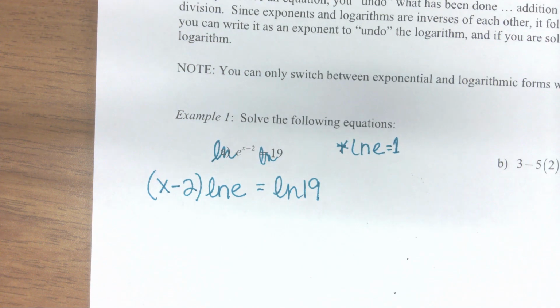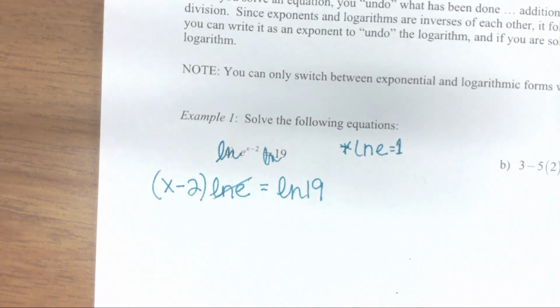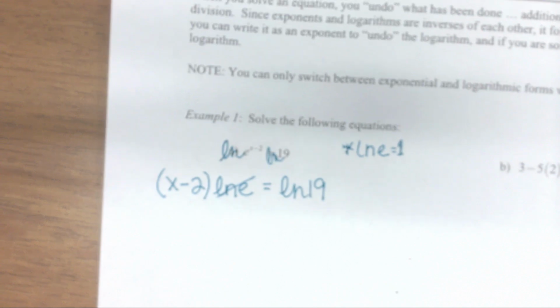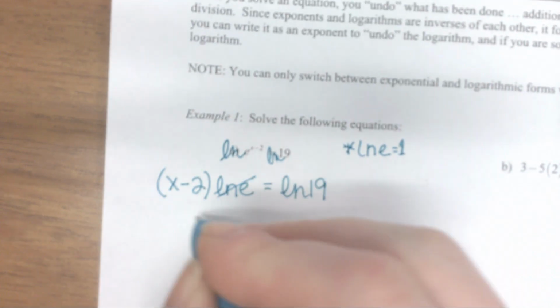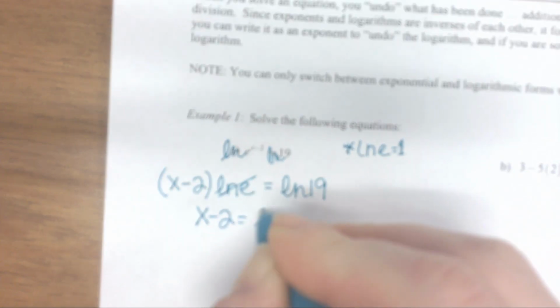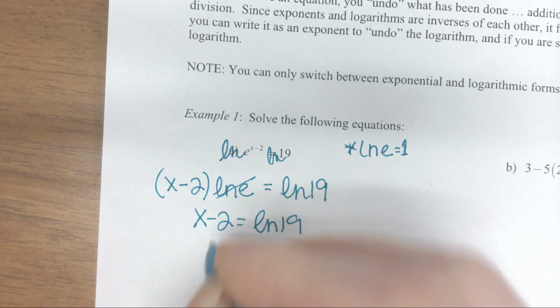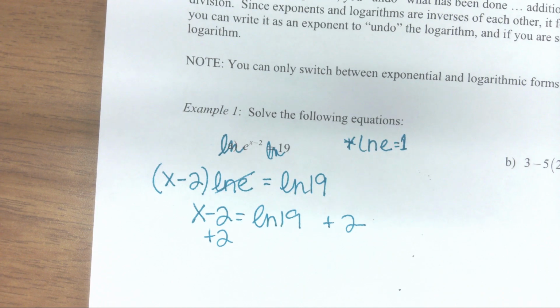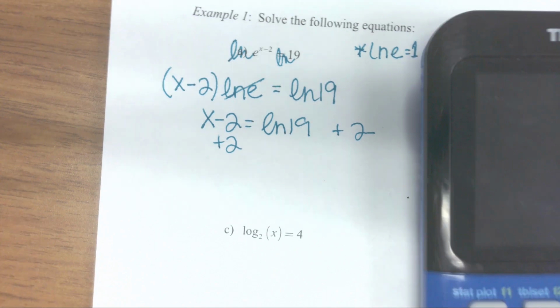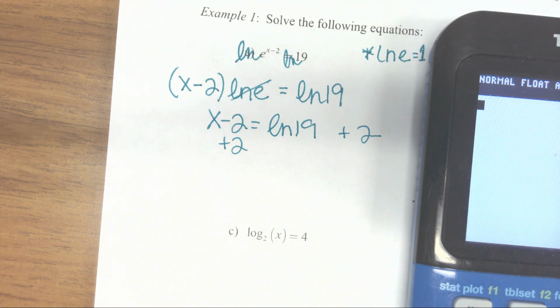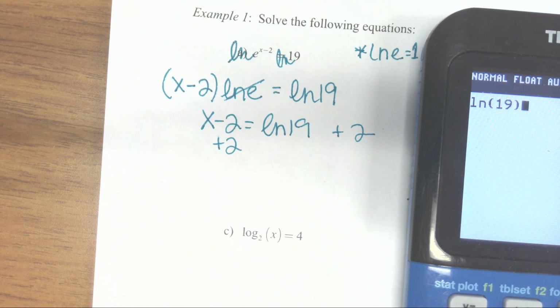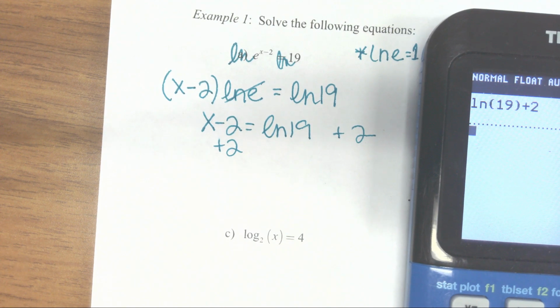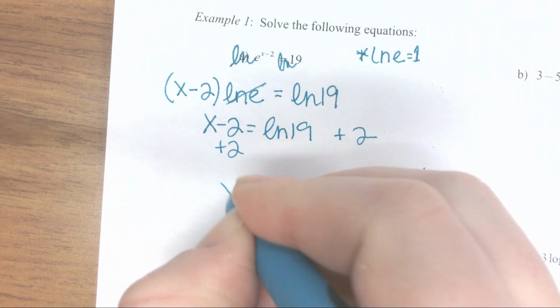All right, this cancels then. So to figure out this question, I have x minus 2 equals natural log of 19, wouldn't I need to add 2 to both sides? Okay, it's going to be an approximate. Let's figure out the natural log of 19. Make sure you close your parentheses after 19. And then plus 2. 4.944 is what x is approximately.